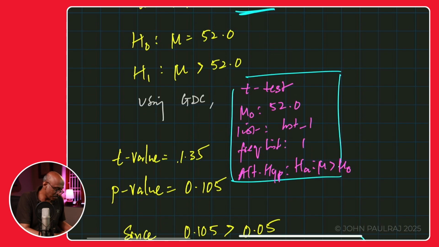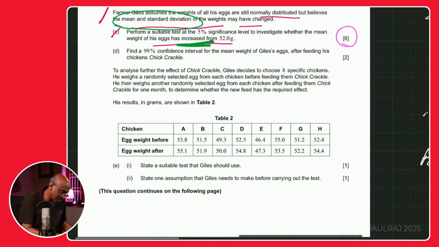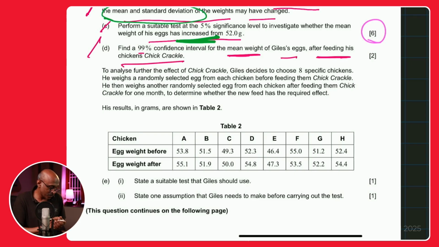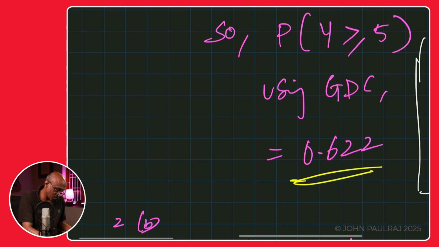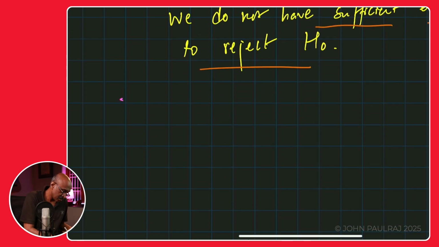Now, the next part. I'm just keeping an eye on the time also. It says, find a 99% confidence interval for the mean weight of Giles's eggs after feeding his chickens that special food, chick crackle. Again, we can use a calculator to perform this for us, but just write down whatever we need to write down. So this is 2C. Let's go to 2D then.